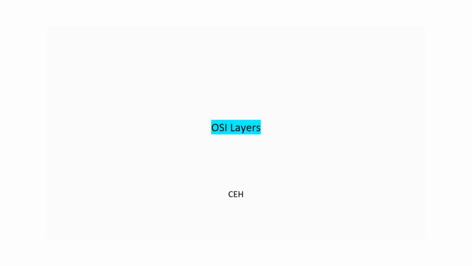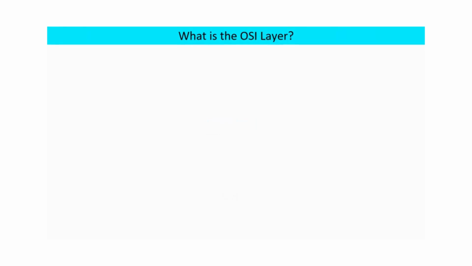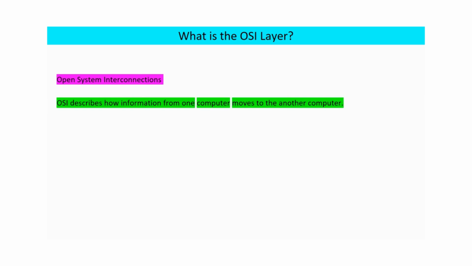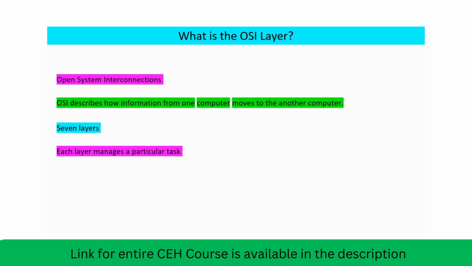In this lecture, we will discuss some of the important aspects of OSI layers as relevant from the ethical hacking exam perspective. Let us first understand what the OSI layer is. It stands for Open System Interconnection. It describes how information from one computer moves to another computer. It has a total of 7 layers and each layer manages a particular task. This task we will discuss in our subsequent slide.